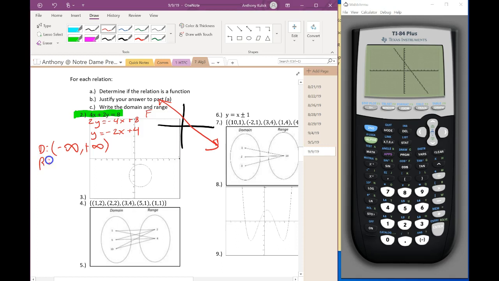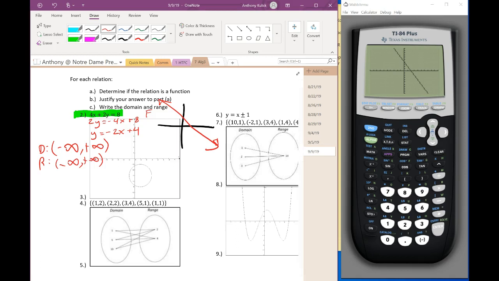Okay, and then let's do the range here. So the range is about which coordinate? The y. So we should find the lowest point on the graph for the y. Is there a lowest point? No. Why not? Because it keeps going down forever. So we'll have negative infinity for our lower bound. Then we'll find the highest point on the graph. Is there a highest point? There is not, because it keeps going on forever, so we'd write positive infinity.